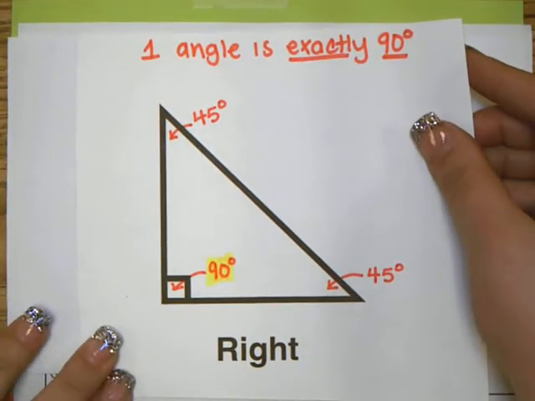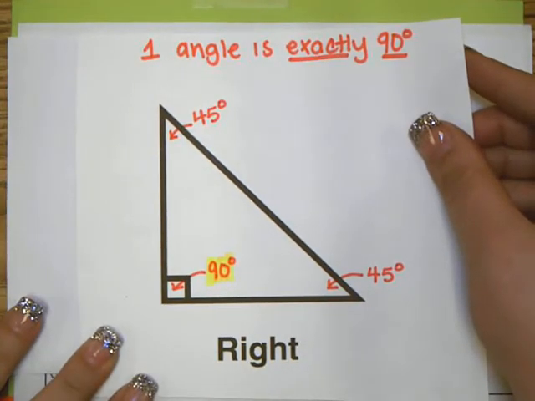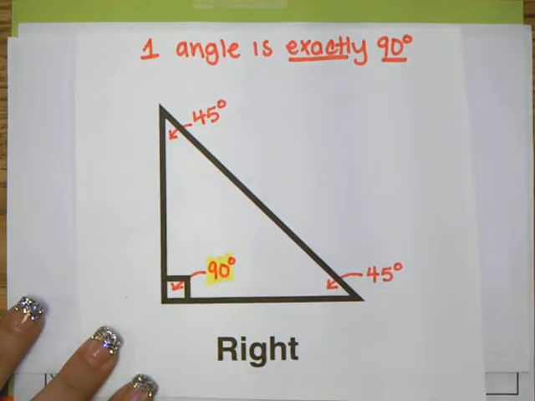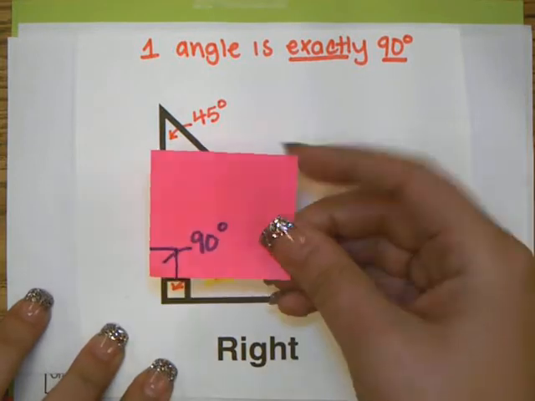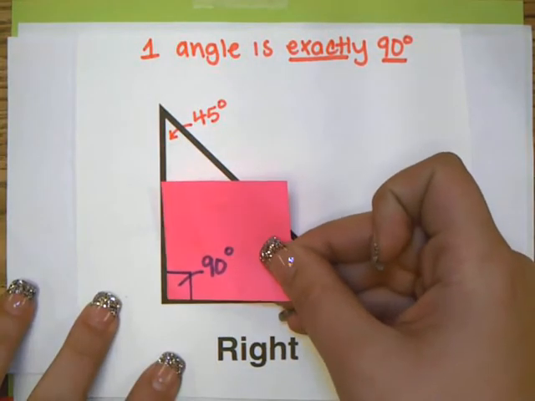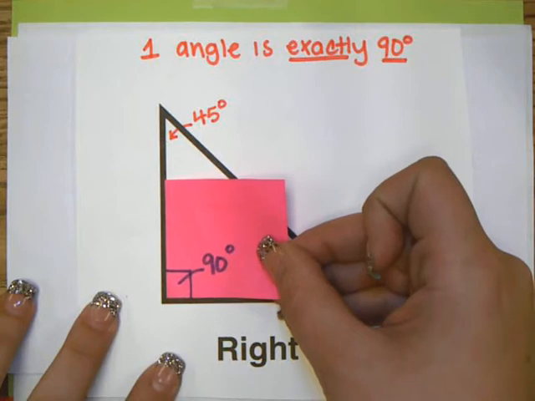This triangle is called a right triangle because one angle is exactly 90 degrees. So without a protractor, we can look and see that this is a 90-degree angle because if we take a Post-it note, a corner is 90 degrees and it fits right into that angle there. So this is a right triangle.